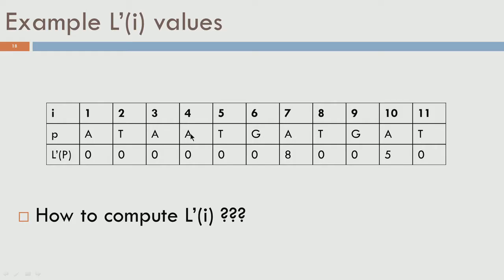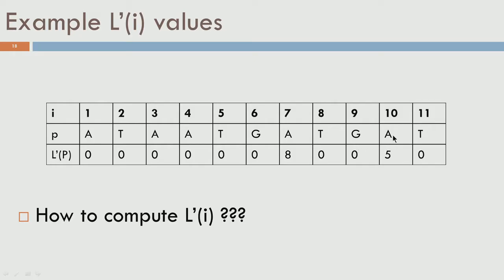because the pattern is ATGAT, and the value that occurs just before this ATGAT is A, which is different from G, and therefore, in this case we can say that L prime of 7 takes the value 8, and you can also check that further to the right we will not find a match of ATGAT in the string P.